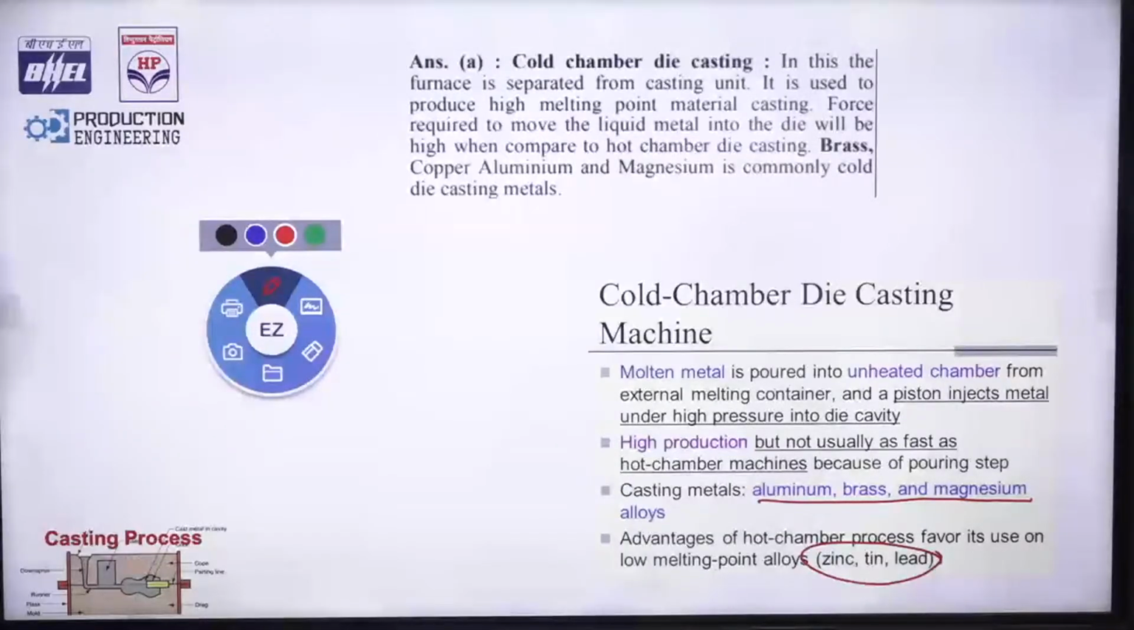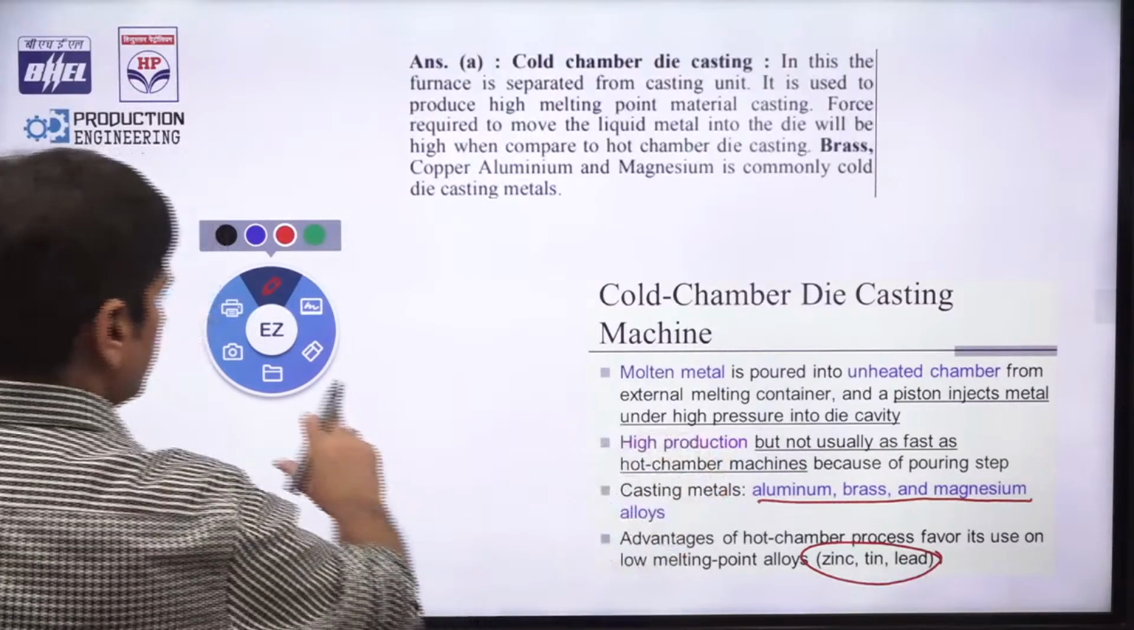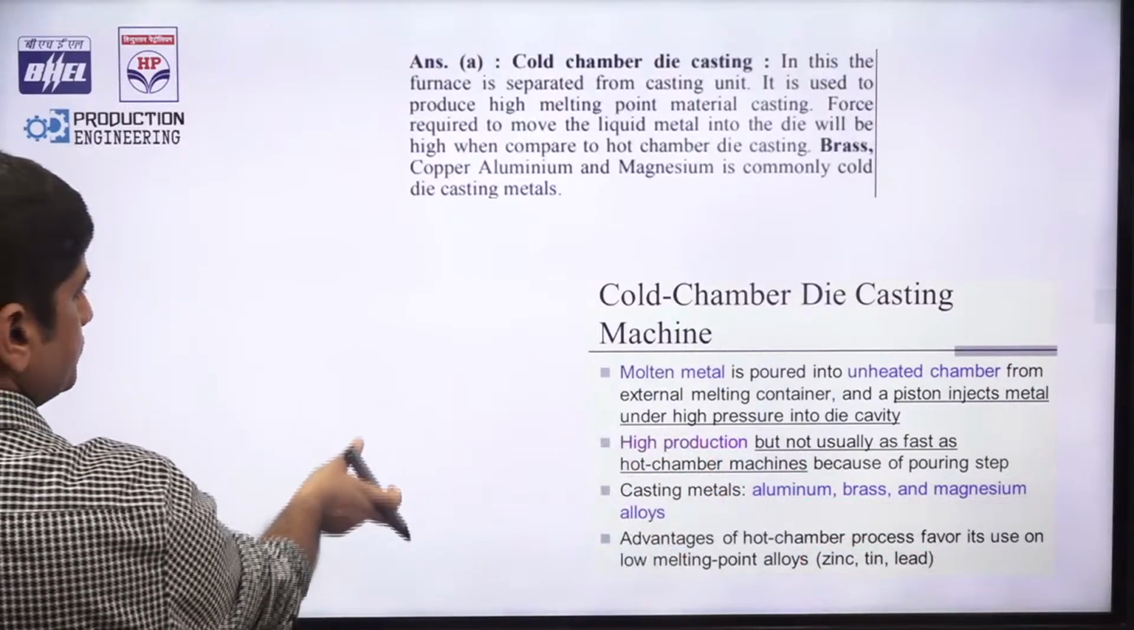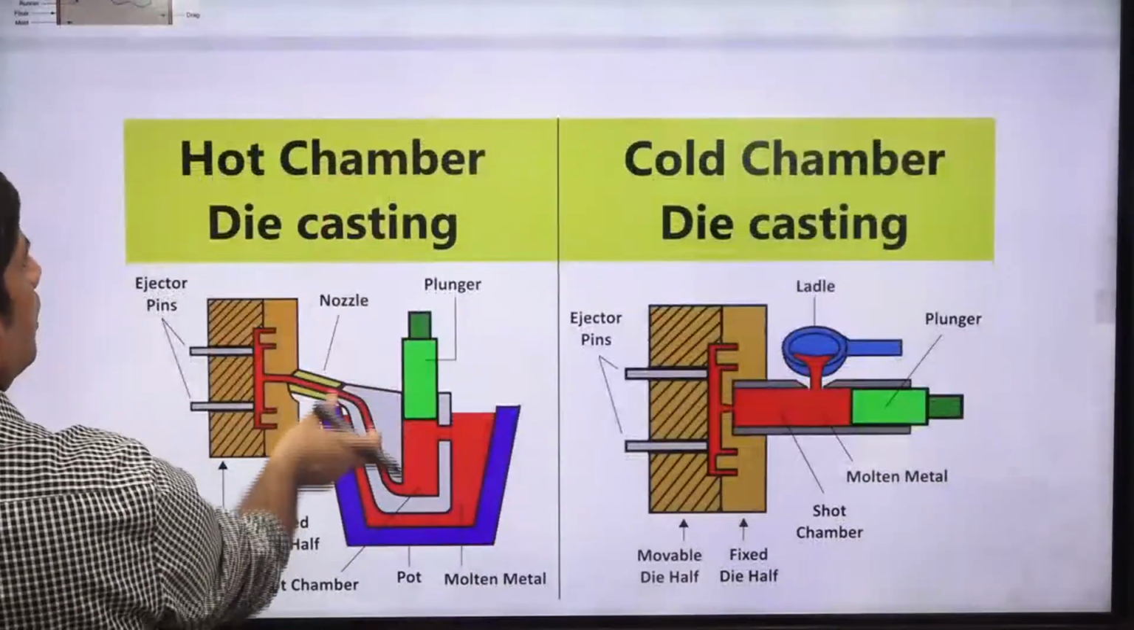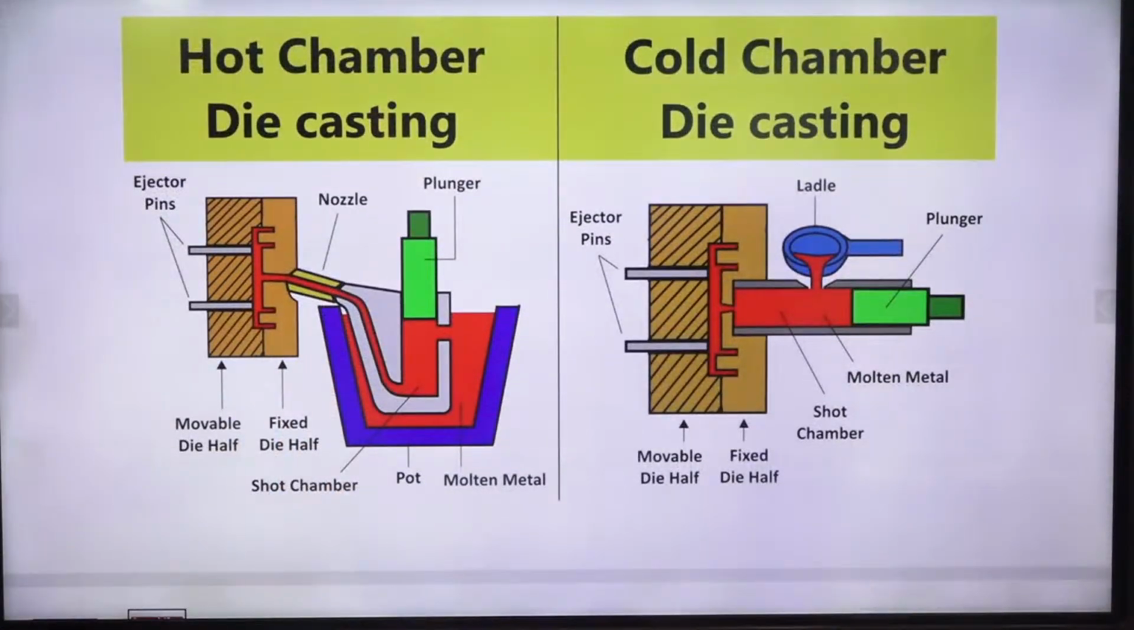What is the difference between cold chamber and hot chamber? In the cold chamber, the furnace is a different unit. It is not a part of the casting unit. The furnace is separate. I'll show you the diagram. If you've noted it down, please see this diagram.